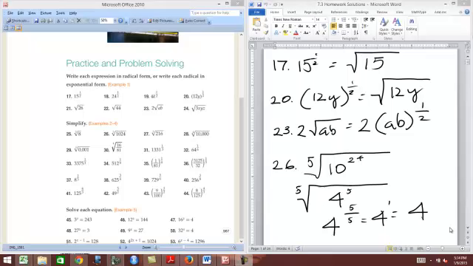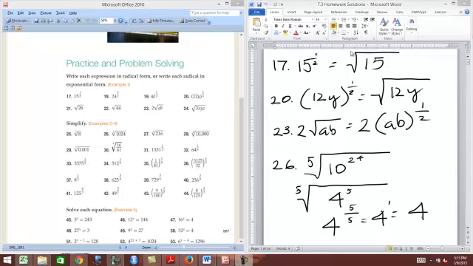Okay, write each expression in radical form or each radical in exponential form. 15 raised to the power of 1/2. 2 is the root and 1 is the power, if you will.